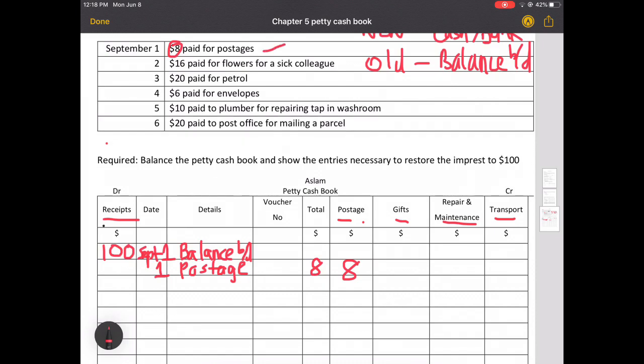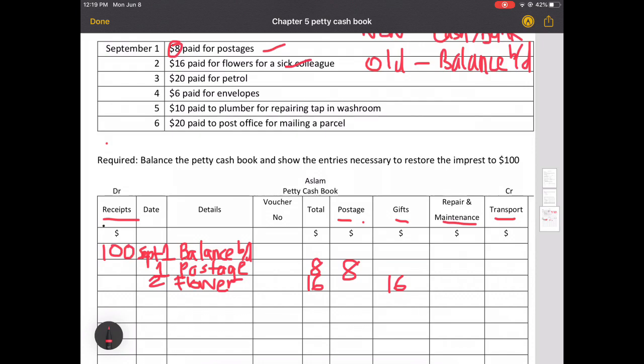Now we move on to September 2. $16 paid for flowers for a sick colleague. So I'm going to write September 2. My details, I'm just going to write flowers. Okay, let's look at the category. Postage, gifts, repair and maintenance, and transport. So which category do you think this transaction would be? Yes, it will be in gifts. I'll just assume you answered my question.